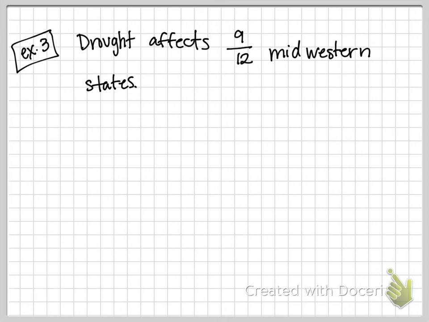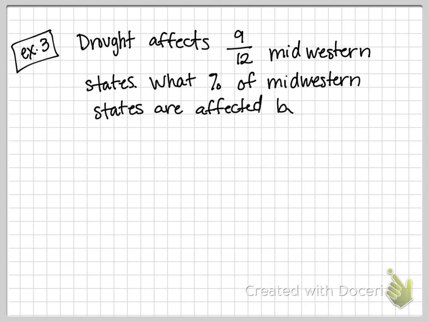It affects 9 out of 12 Midwestern states. I would at least write a condensed version of this. It affects 9 out of 12 Midwestern states. And then it says what percent of the Midwestern states are affected? So we need to take this fraction and turn it into a percent.